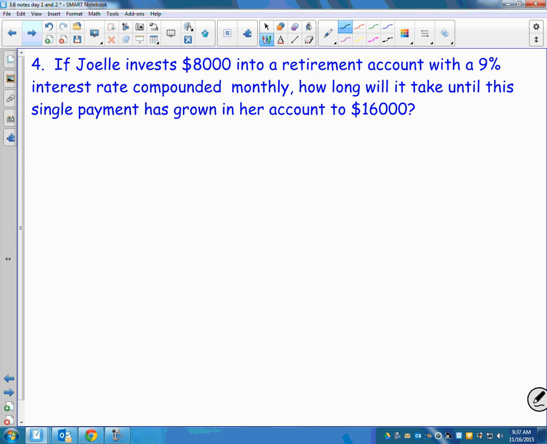Tomorrow we're going to talk about what most people do. They don't have $8,000 to just put into an account and never touch. Most people are putting in monthly amounts and trying to get to retirement. We'll talk about that tomorrow. It's more complicated than this one, but it's the same idea: how long will it take if I need $16,000? So we're looking for time on this one, and you have to know where to plug this stuff in.